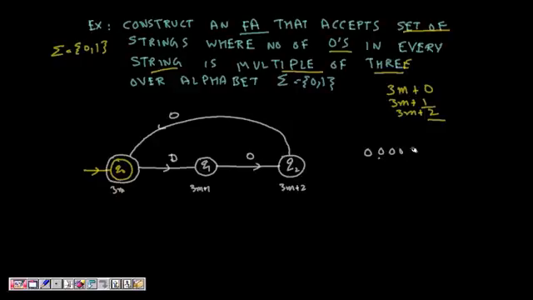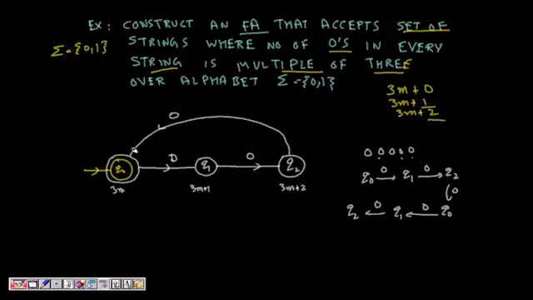But if I see 5 zeros, so Q0, I am here, I see a 0, I go to Q1. I see a 0 again, I go to Q2. I see a 0 again, third 0, I go to Q0. I see a fourth 0, I go to Q1 again. I see a fifth 0, and I go to Q2. So this is what is happening. I remain at Q2. But this is not the final state.